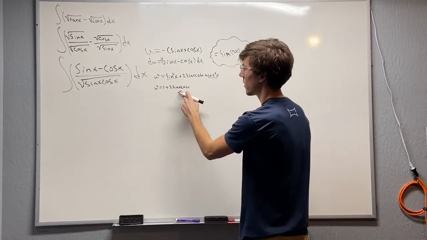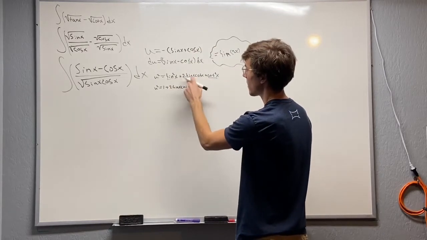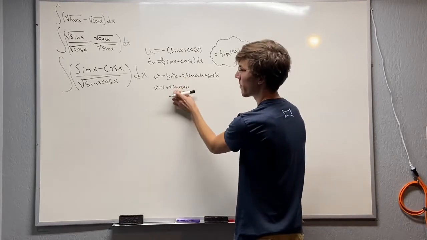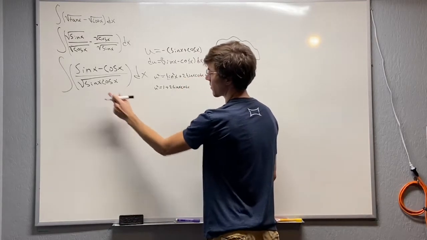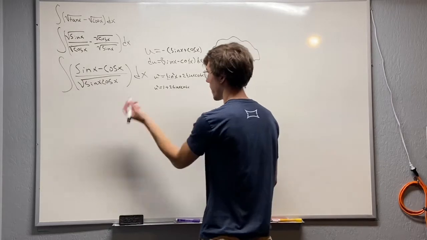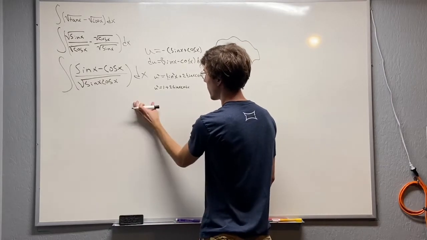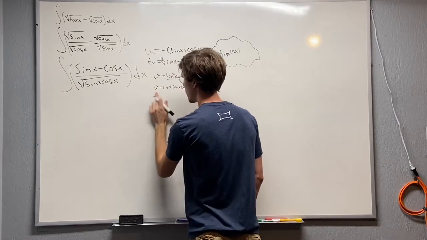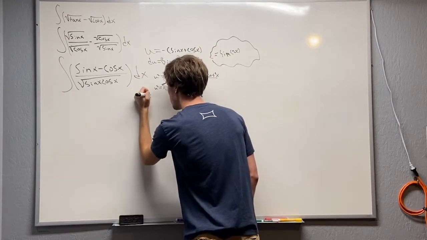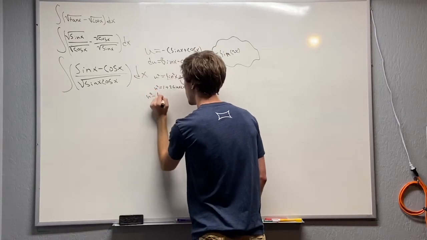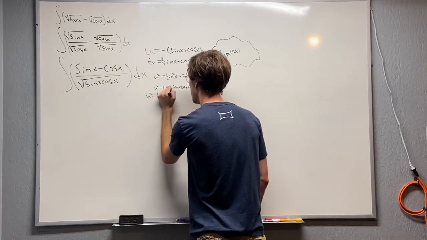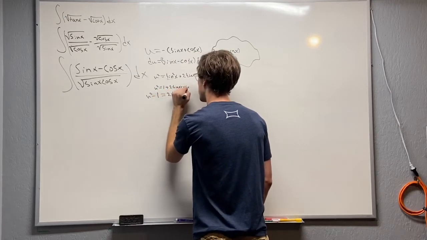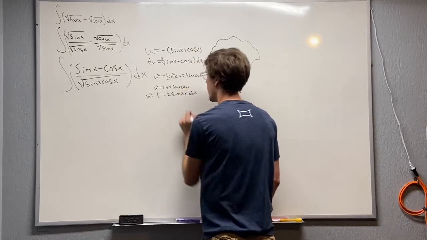This is starting to look good. As you can see now, instead of adding a cosine and a sine, we've got them multiplied together, and that's one step closer to what we're trying to create down here. So let's subtract the 1 to get it on this side. And so we get u squared minus 1 is equal to 2 sine of x cosine of x.